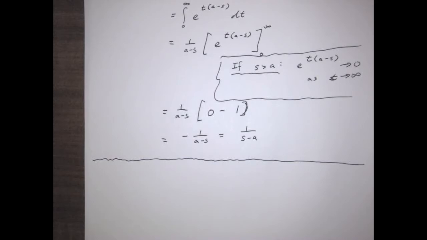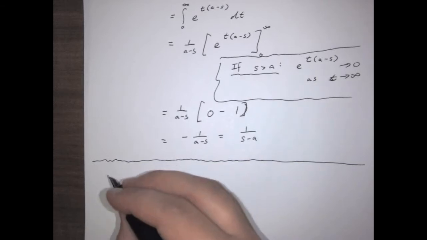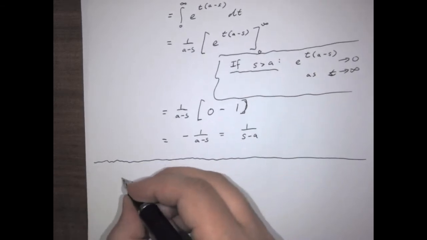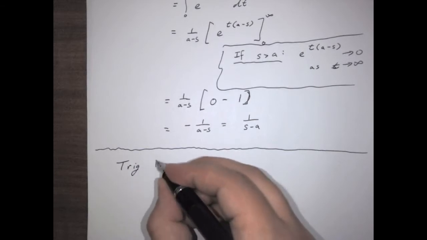Now the next major category of functions to tackle is trigonometric functions. However, trig functions are actually related to the exponential function according to Euler's formula. So let's take a look at that. So trig functions.